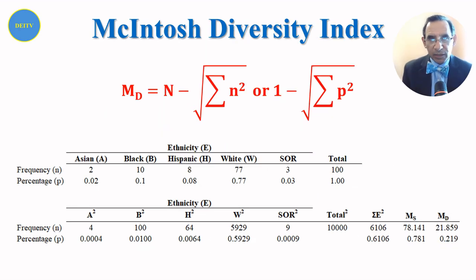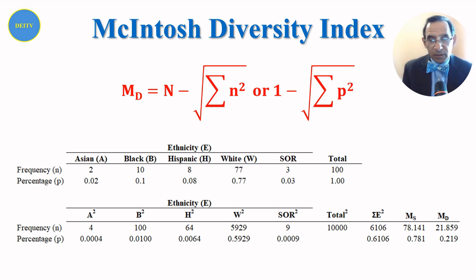Now, to obtain the McIntosh diversity index, it is very similar to the way to obtain the Simpson diversity score. If we're using the frequencies, it's going to be the total number of individuals in the organization minus the square root of the sum of each frequency squared, or another way of writing it is 1 minus the square root of the sum of each percentage squared.